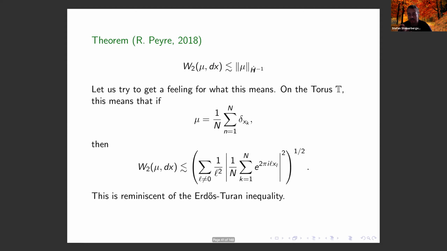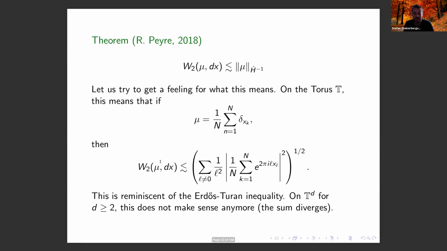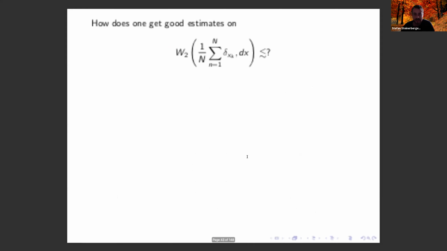This is sort of reminiscent of Erdős-Turán, exponential sum estimates for discrepancy. So in particular, for many sequences, this is sort of understood, and you get Wasserstein distance bounds for free. The problem is in 2 dimensions, you can't write it like this. This is the reason why Zinterhof's diaphony was never extended.